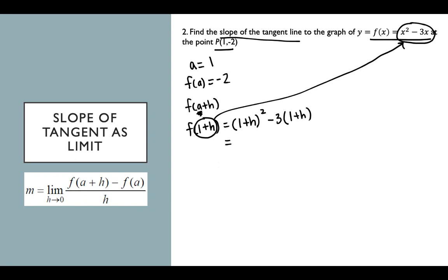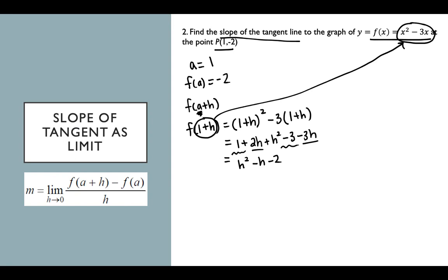So then I'm going to do FOIL. So 1 plus 2h plus h squared. So I skipped a step. And then minus 3 minus 3h. So you notice that there is a like term. Collect the like terms. And then it will be h squared minus h minus 2.